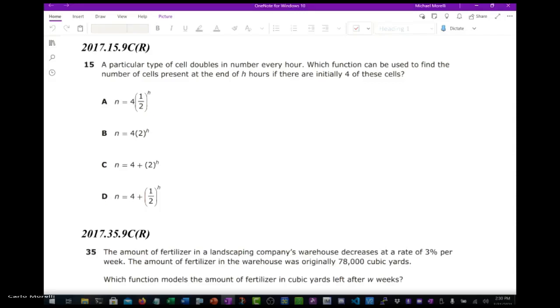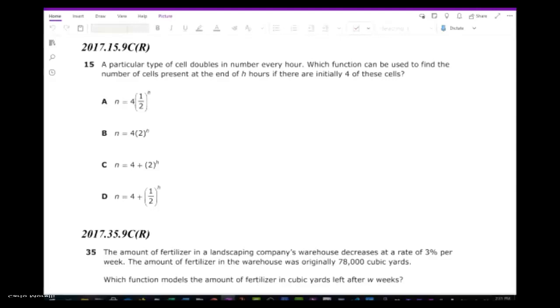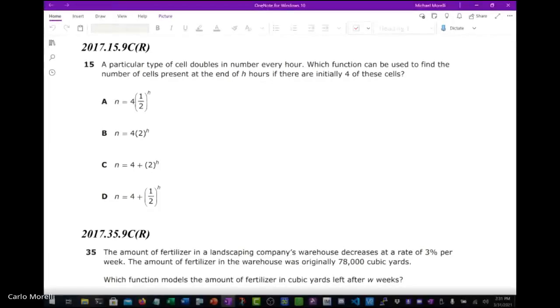This is less than 1, bro. So this would be dropping by half. This is doubling, right? So the answer is B. It begins at 4 and it doubles every hour. Do you understand how we come to that conclusion? Hey, the reason C and D are wrong is because you cannot have any math symbols in between the starting value and that first parentheses. Moving on.